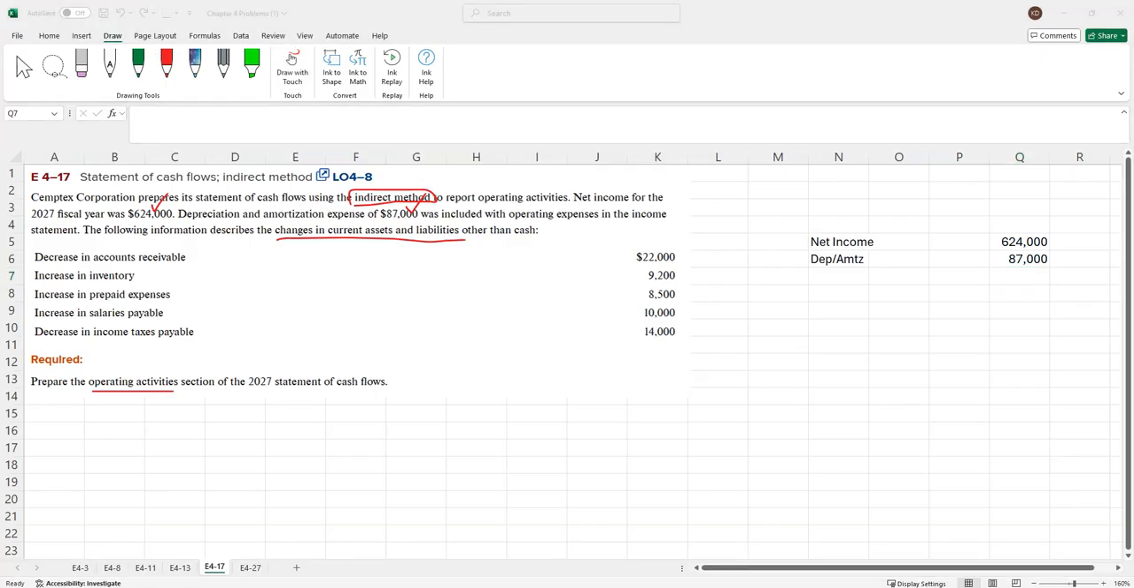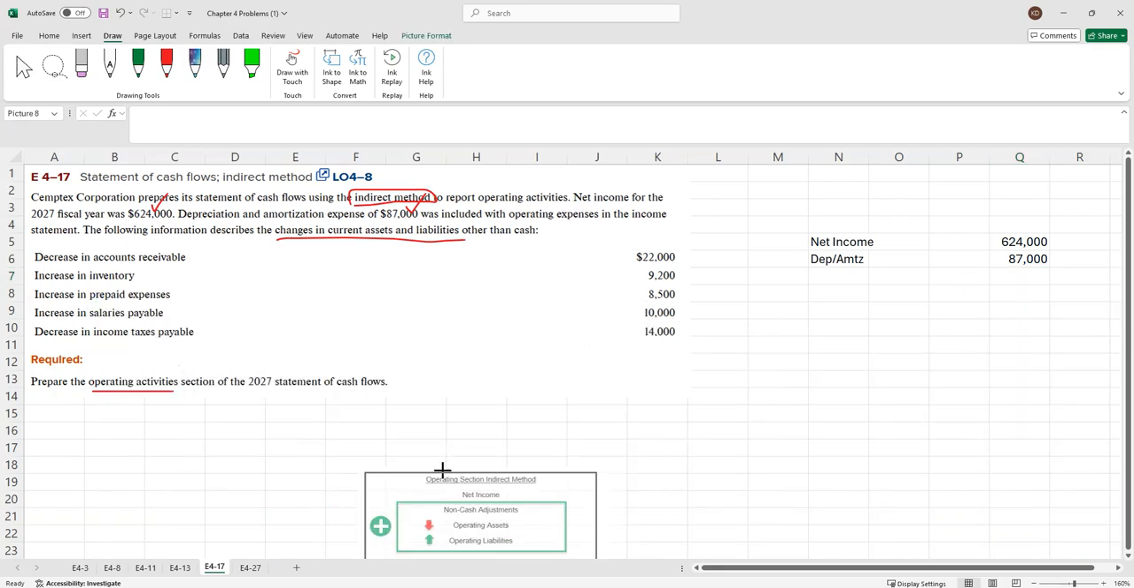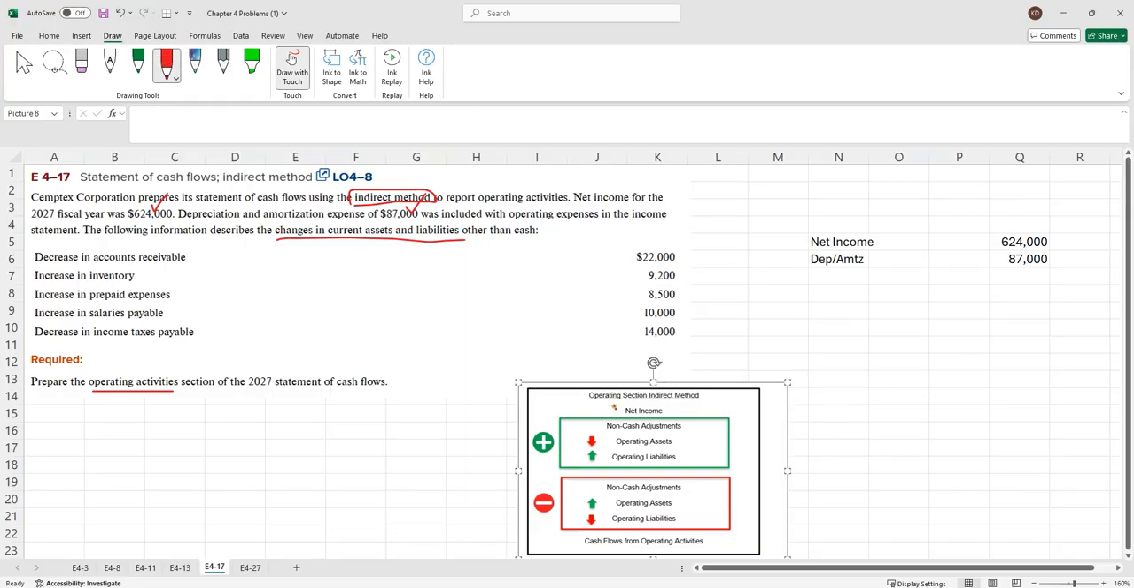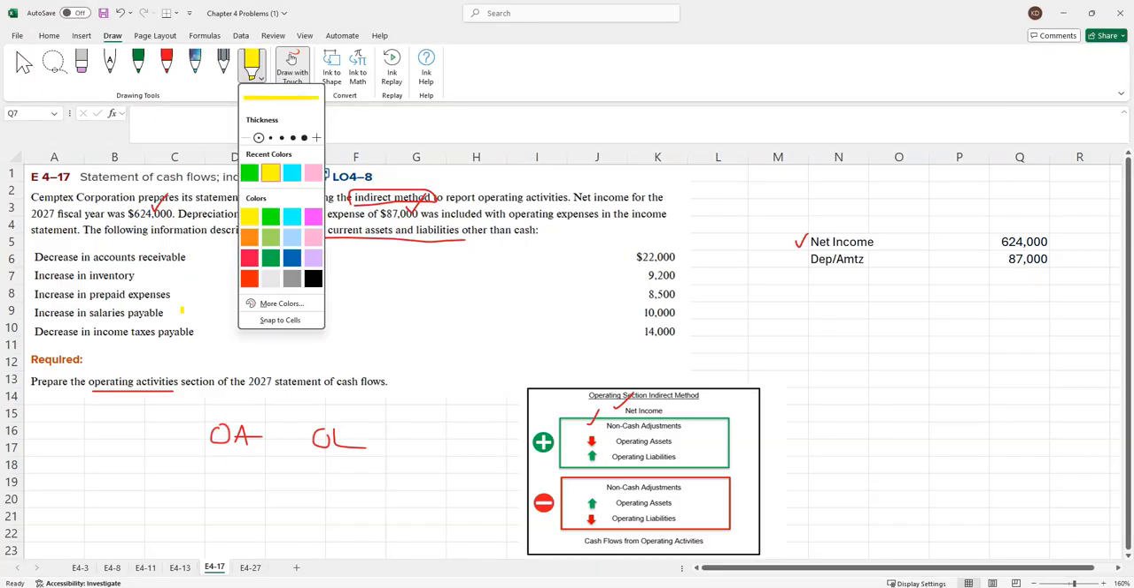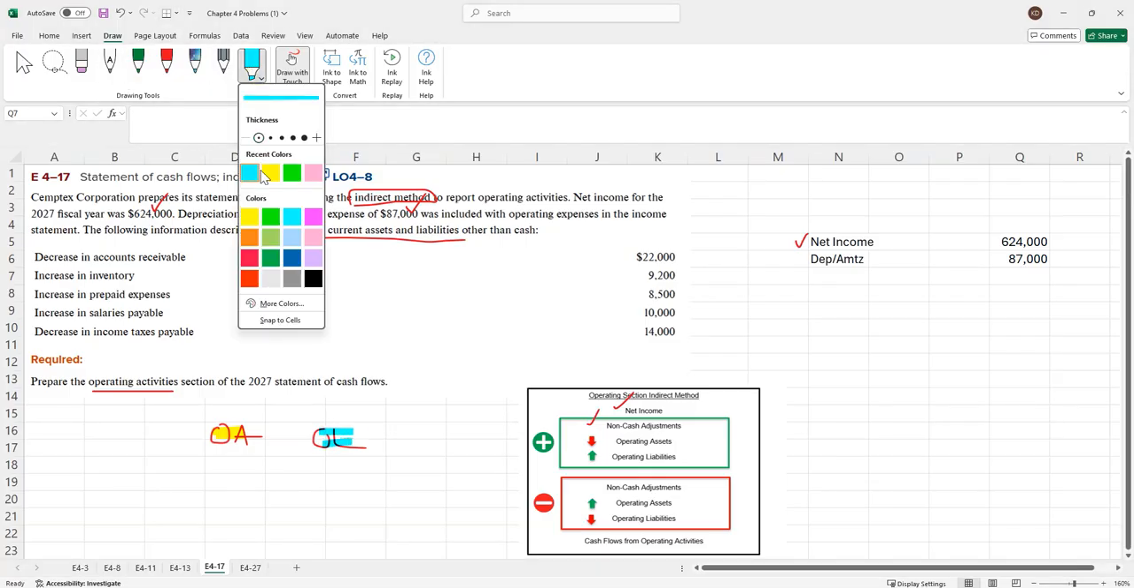We have a little cheat sheet here that I'm going to copy over to help us. What we've done is we have our net income, and we've dealt with the non-cash adjustment, the only one they gave us, which we add back. Now we're going to look at our operating assets and our operating liabilities, which I'll mark, let's just say, yellow and blue.